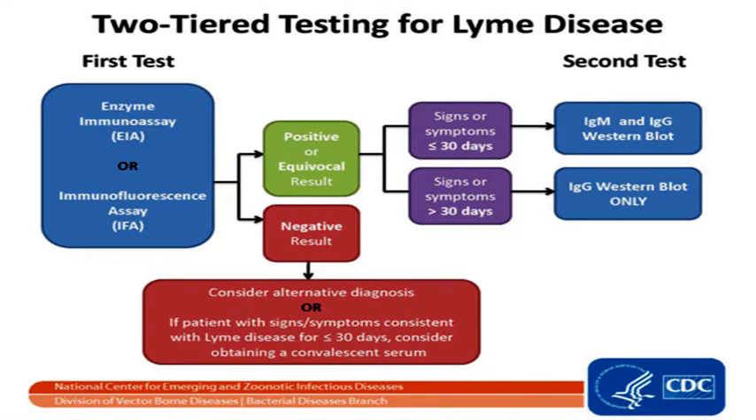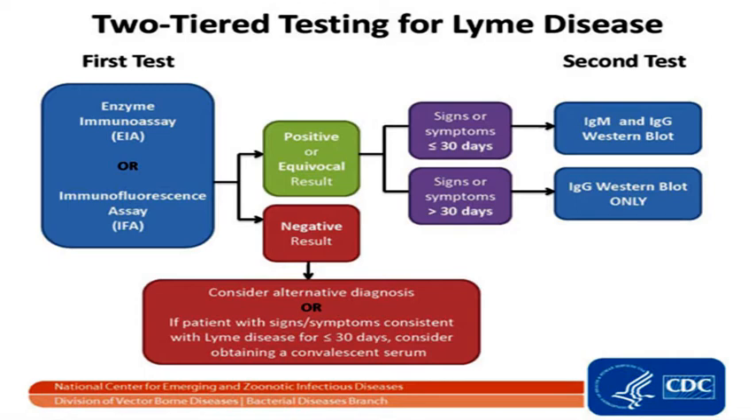Now this is off the CDC website. Can you guys see that okay? Is that too blurry? I was worried that wouldn't turn out very well. So we start off with a Lyme enzyme immunoassay, or an IFA, an immunofluorescent assay. And we're going to talk a lot about the methodology of an EIA here in a minute. And if you get a positive or equivocal result, and your signs or symptoms are less than 30 days old, you will do an IgM and IgG Western blot, which we will go over in a minute as well.